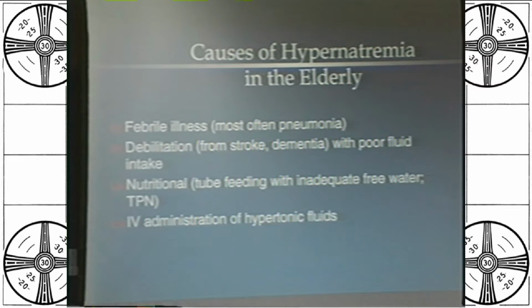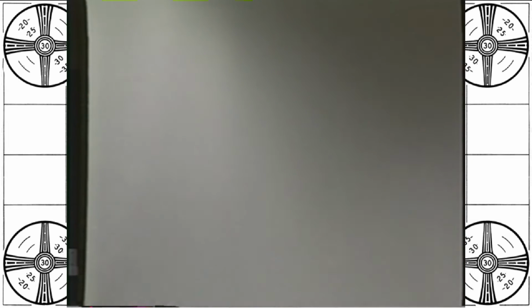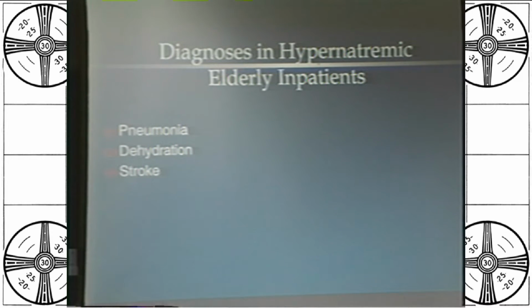It does mean that the person's getting inadequate fluid intake, and certainly if it's unrecognized and unanticipated, that isn't good care. Although, at the end stage of almost every disease, eventually people will develop this, and that doesn't necessarily mean they're neglected. Tube feedings with inadequate free water or parenteral nutrition with inadequate free water can also cause hypernatremia. And then finally, if you give hypertonic fluids intravenously, you can develop it. Again, for older inpatients, pneumonia, dehydration, and stroke are the three things that are usually associated with hypernatremia.